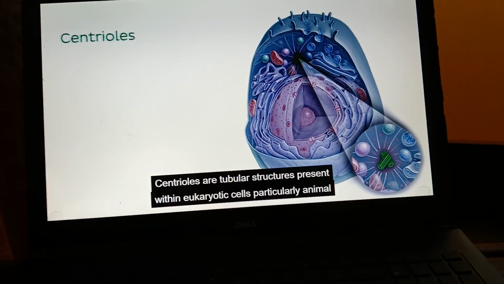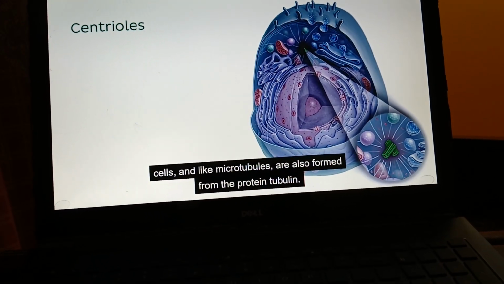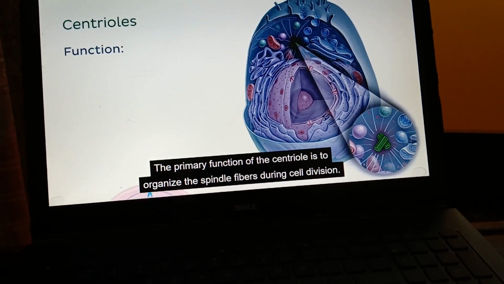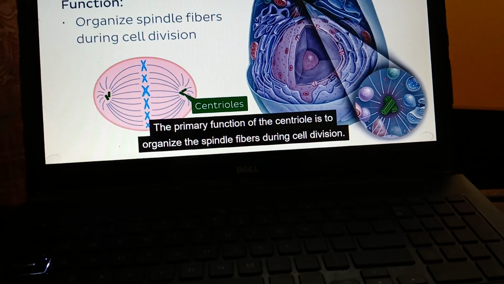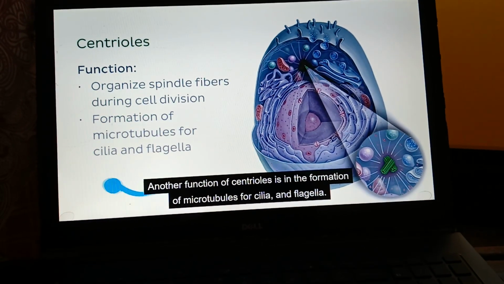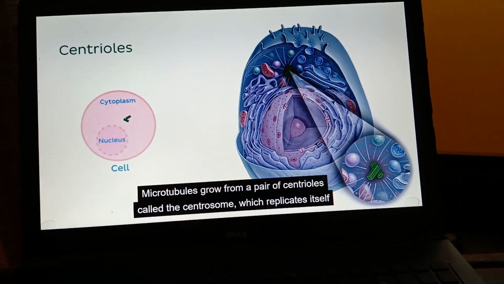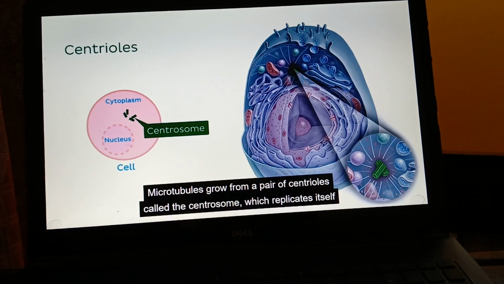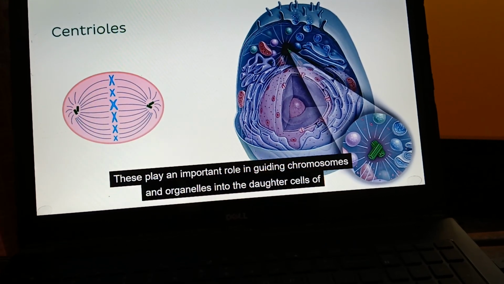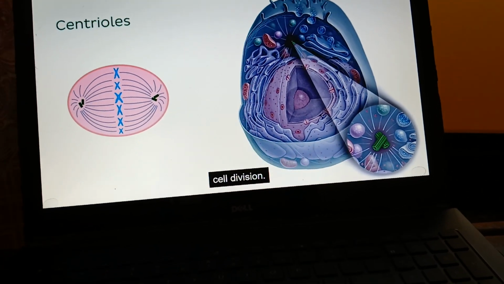Centrioles are tubular structures present within eukaryotic cells, particularly animal cells, and like microtubules, are also formed from the protein tubulin. The primary function of the centriole is to organize the spindle fibers during cell division. Another function of centrioles is in the formation of microtubules for cilia and flagella. Microtubules grow from a pair of centrioles called the centrosome, which replicates itself and migrates to opposite poles of the cell before mitosis. These play an important role in guiding chromosomes and organelles into the daughter cells of cell division.